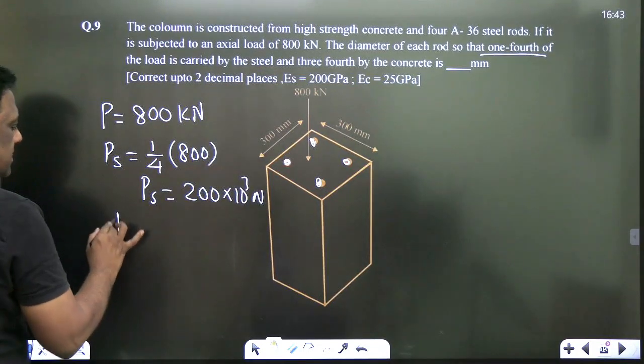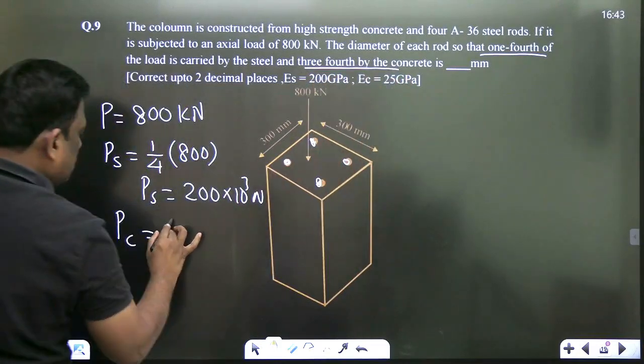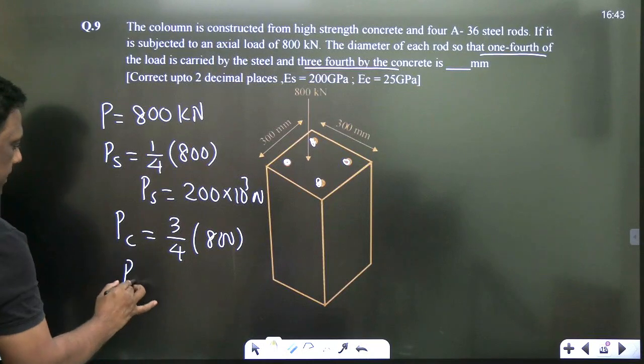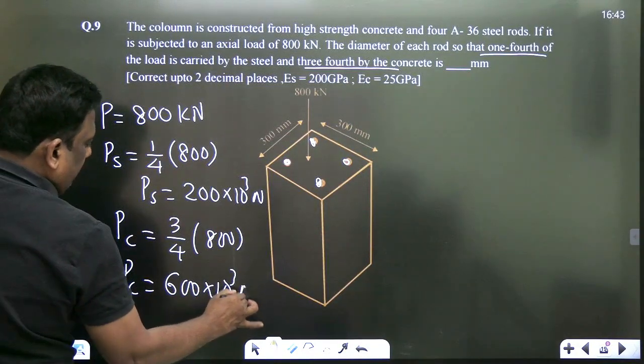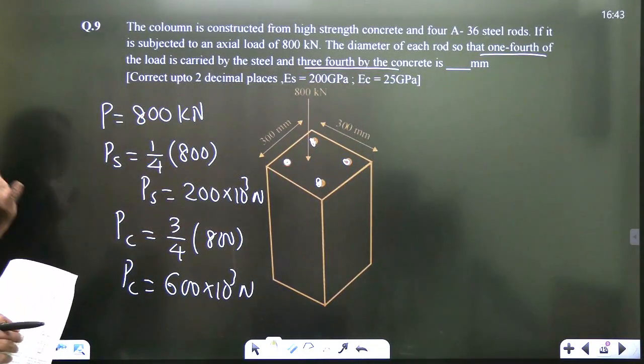Okay. So how much is the load taken by concrete? 3/4 is taken by concrete, so 3/4 of 800. Therefore the concrete is taking 600 into 10 power 3 newton. Absolutely fine. So total, 600 plus 200 is 800.